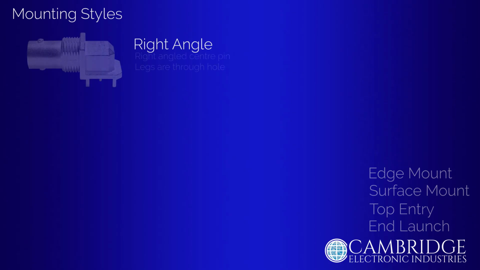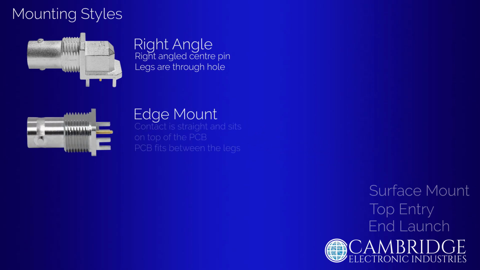The right angle is a connector with a PCB through-hole right-angled central pin. The connector body will have legs that go through the board to connect to the ground plane. The contact of an edge-mounted connector is straight and sits on the top surface of the PCB. The PCB then slides between the legs of the connector.